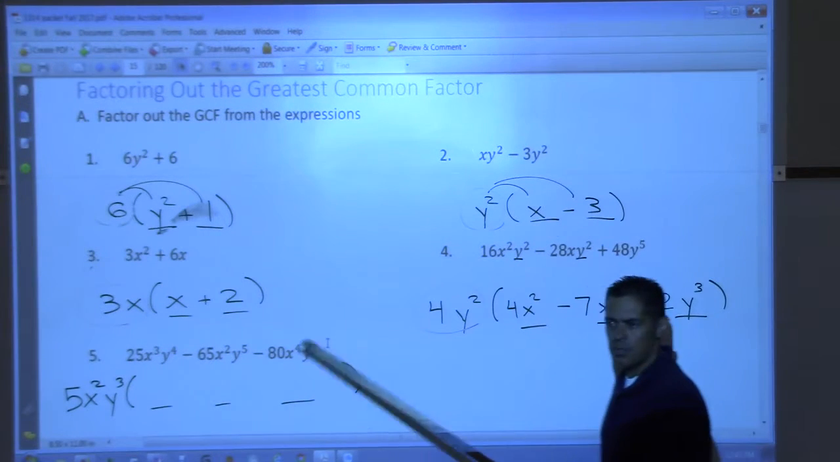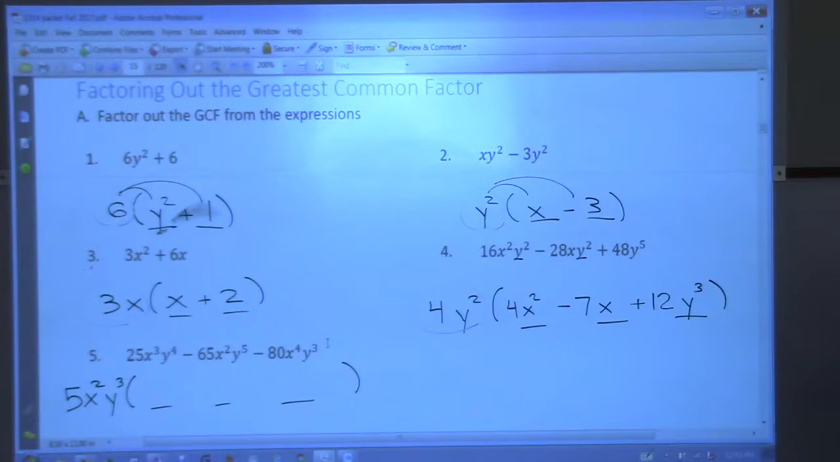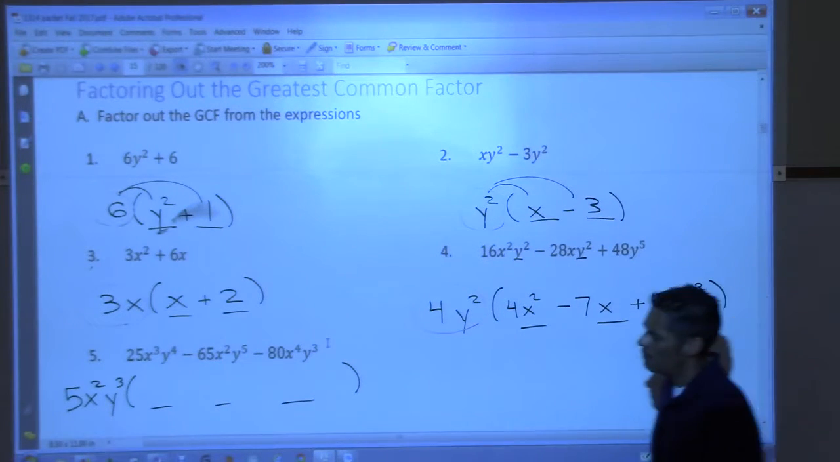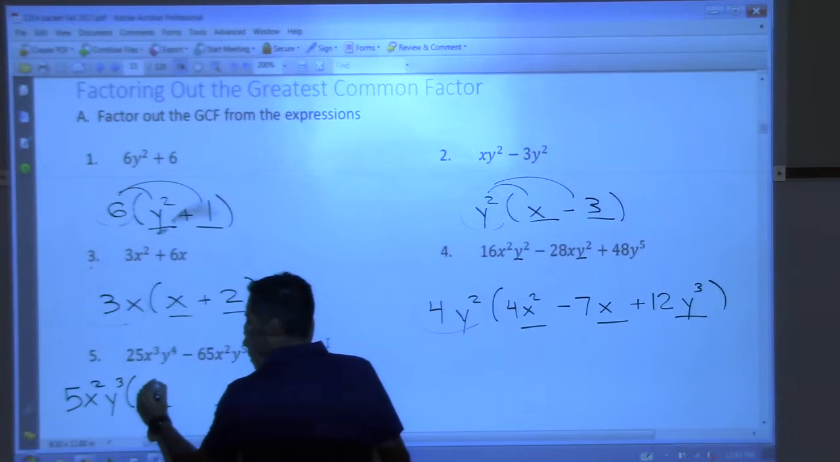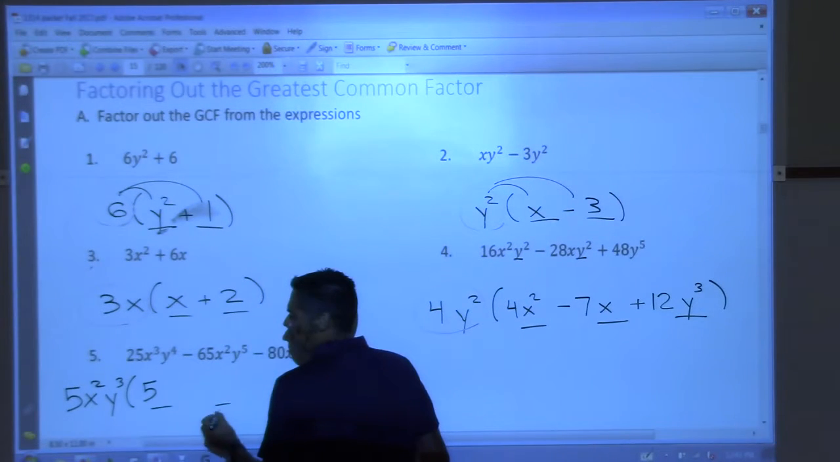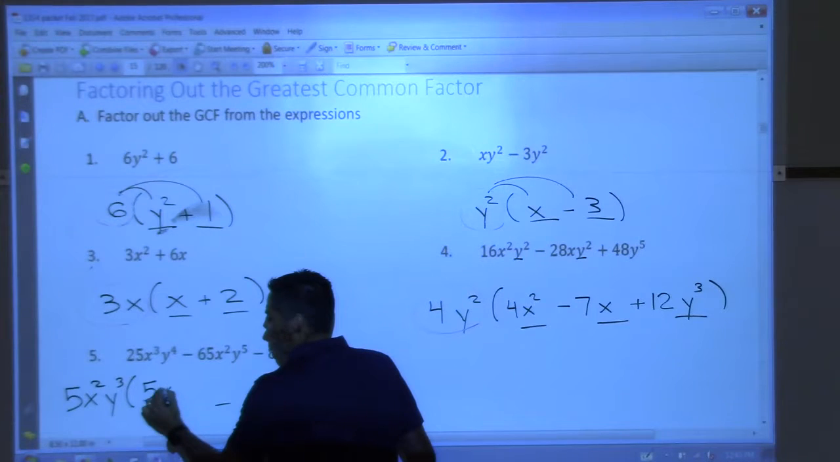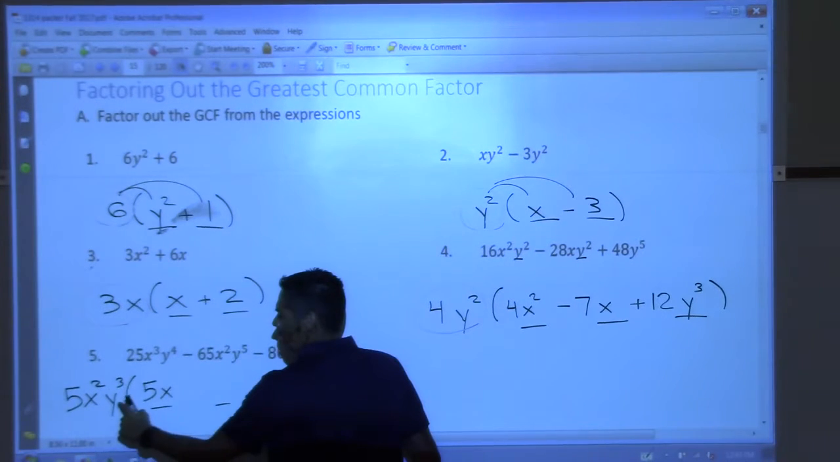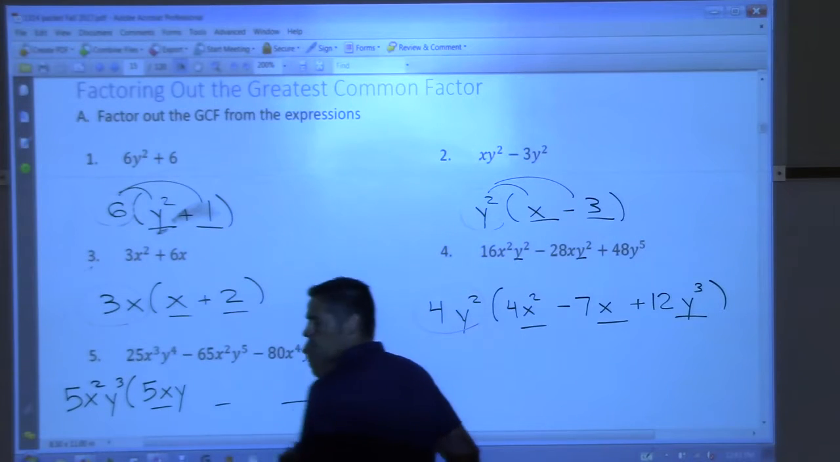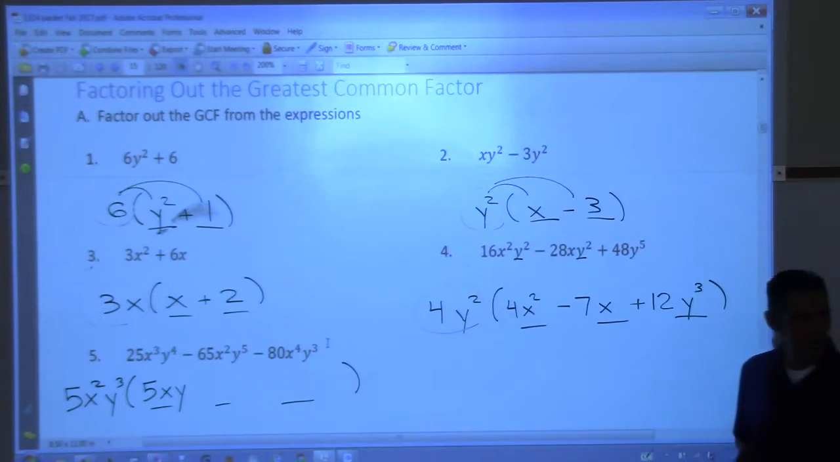And then you just play that little game again. So what's that first term need to be? I need a 5 to make the 25. I need an x so I can go from x squared to x cubed. And I need a y to go from y cubed to y to the 4th. Y'all good with this?